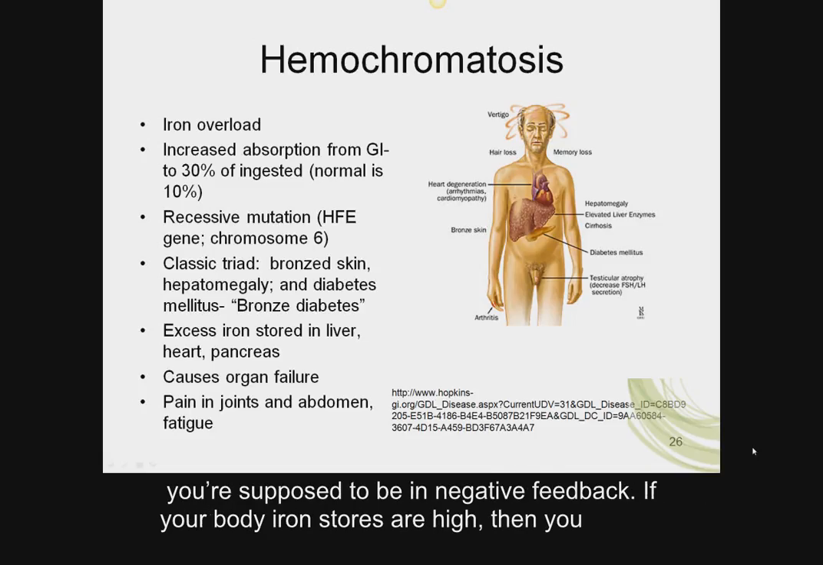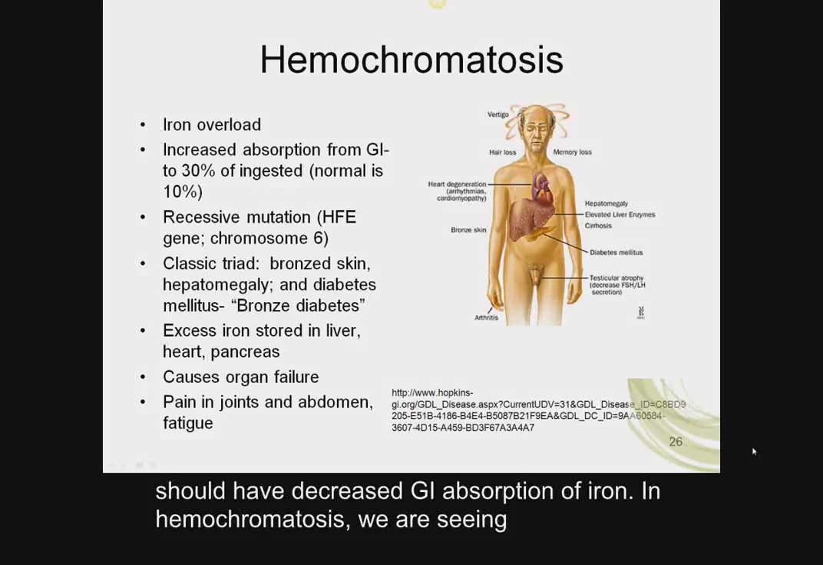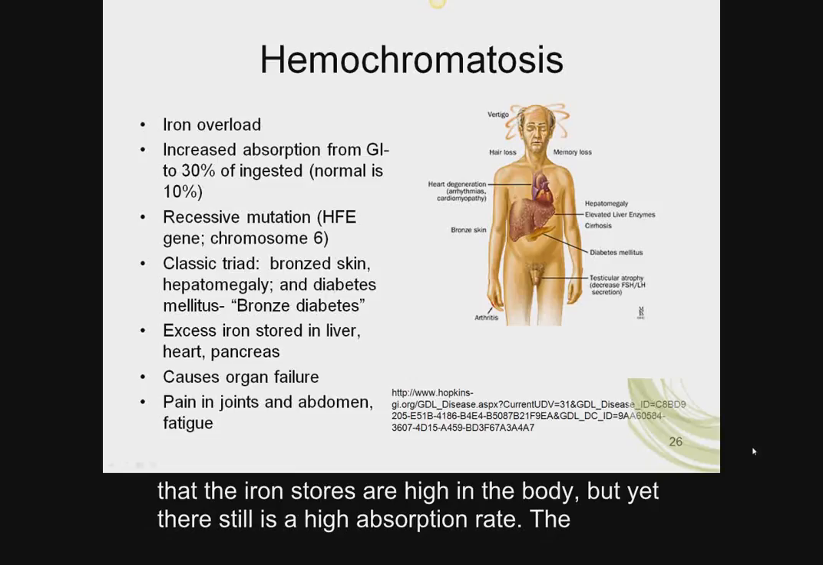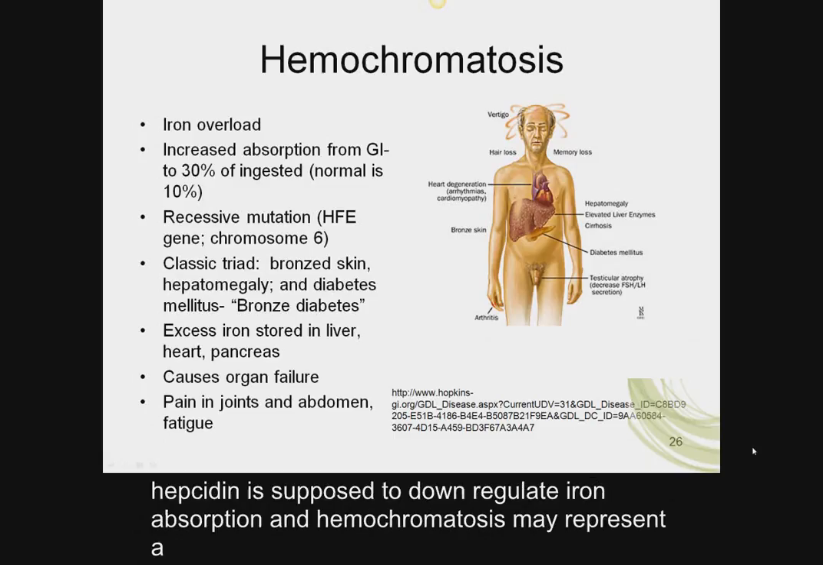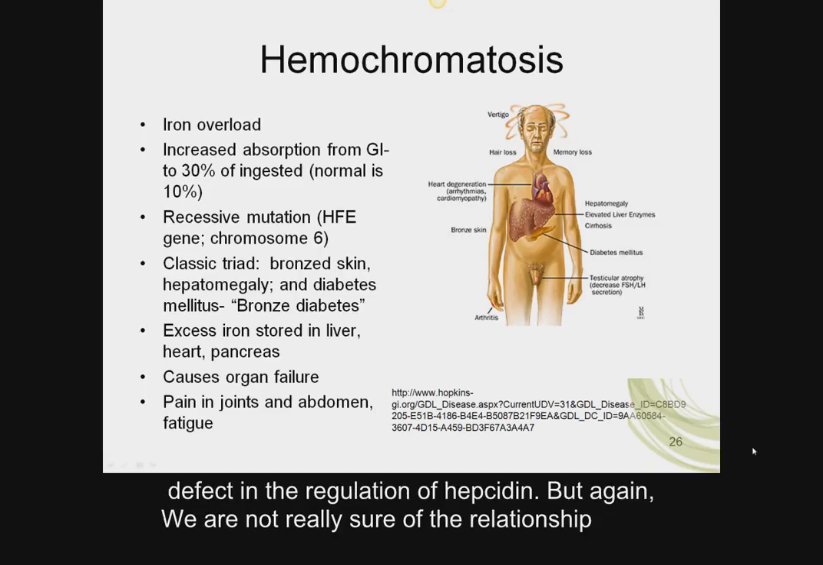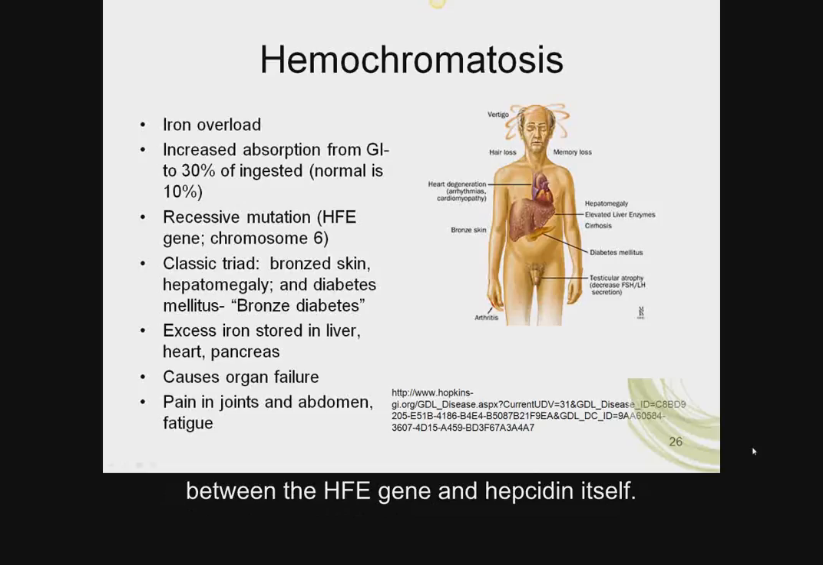In other words, you're supposed to be in negative feedback. If your body iron stores are high, then you should have decreased GI absorption of iron. In hemochromatosis, we are seeing that the iron stores are high in the body, but yet there is still a high absorption rate. The hepcidin is supposed to down-regulate iron absorption, and hemochromatosis may represent a defect in the regulation of hepcidin. Again, we are not really sure of the relationship between HFE gene and hepcidin itself.